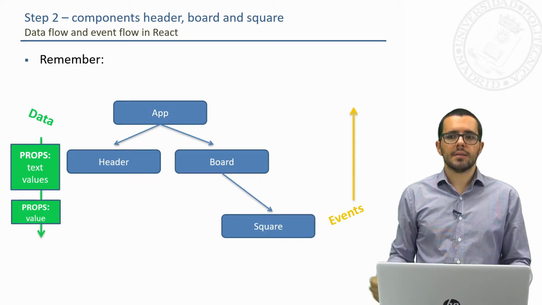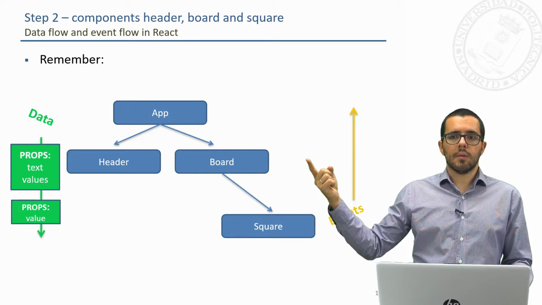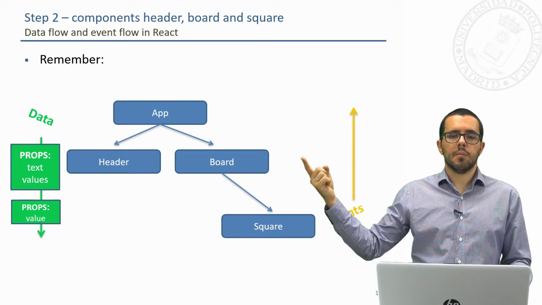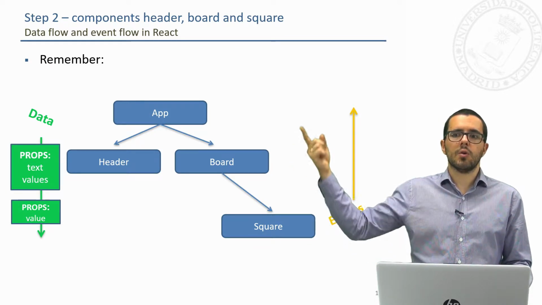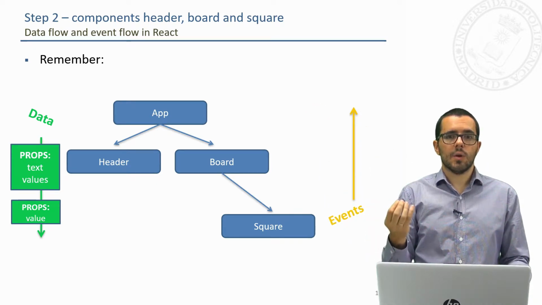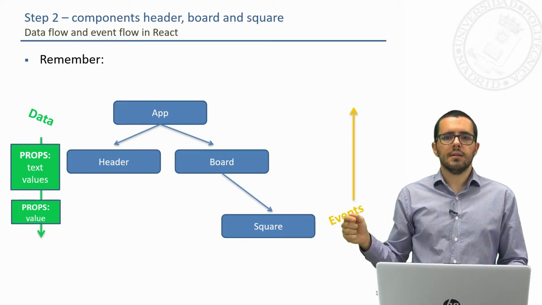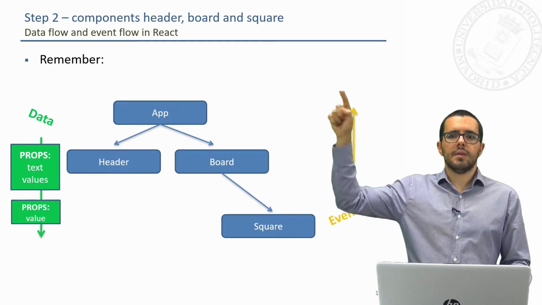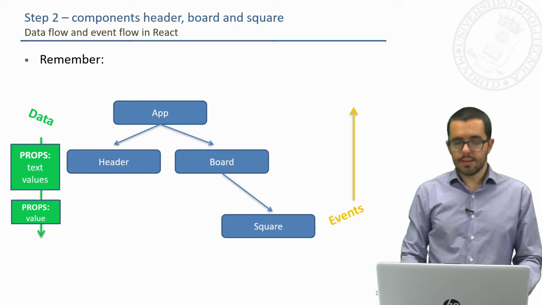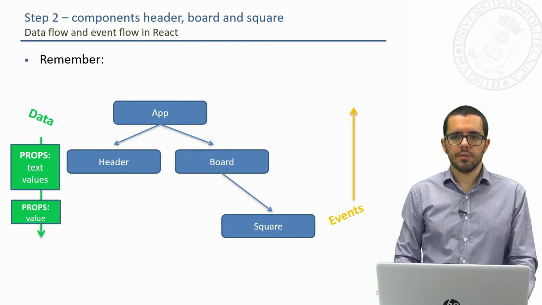And what about events? When something happens in the buttons that are the squares, they will call their parent, that is board, that at the same time will call app, that will change what is needed in the state and will flow down the data. So events flow up, data flows down, one-way data binding. Okay, perfect. Let's code it in our application.